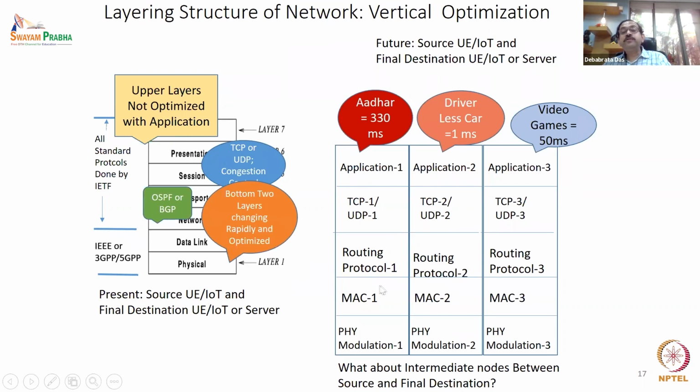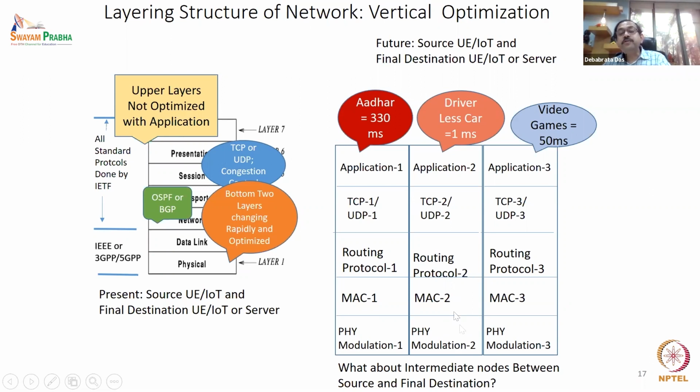And intermediate nodes like routers and switches don't have the top 2 layers, application layer and transport layer. They will have only the bottom 3 layers. If you remember, routers and switches have only the bottom 3 layers. So if you are going for Aadhaar, routing protocol 1, MAC 1, and 5G 1 of the routers and intermediate nodes will get activated for an Aadhaar kind of session. For driverless cars, protocol 2 routing, MAC 2, 5G 2, and physical layer modulation techniques will get activated and help you to do the communication.